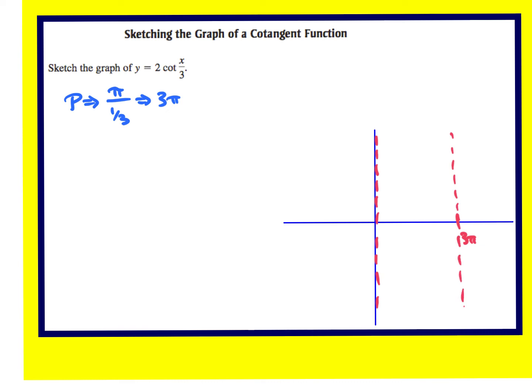Which way does cotangent normally go? It goes down. Is this one going to go down? Yes. Where's it going to cross? It's in the middle. Where is the middle? 3 pi over 2. And so it's going to cross in the middle like so. Pretty easy. Fantastic. It goes down.